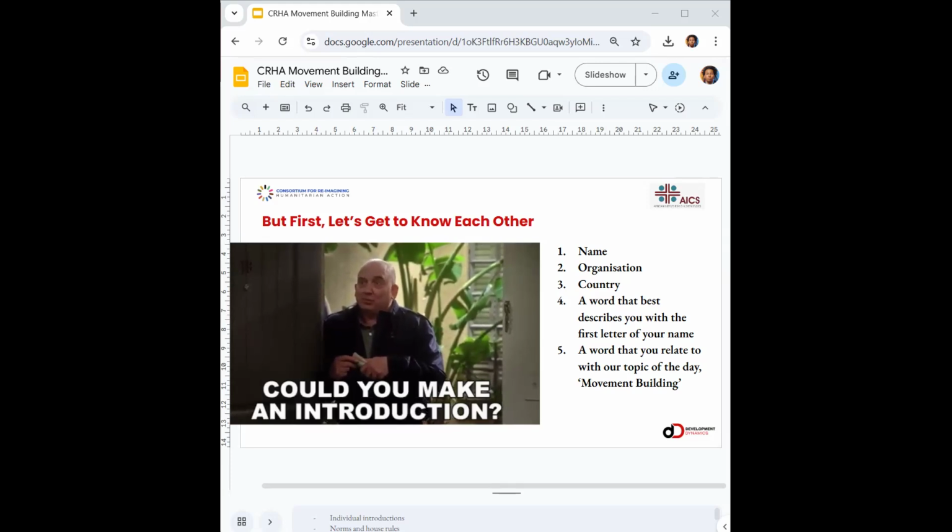We can then have Salad Arero. Good morning, everyone. My name is Salad Arero. I work for SIFA Kenya. We are in Northern Kenya, and the word that best describes me is S, which means social. I've been doing social work all my life. And the word that relates to our topic today is sustainability. Starting something and being able to sustain it.